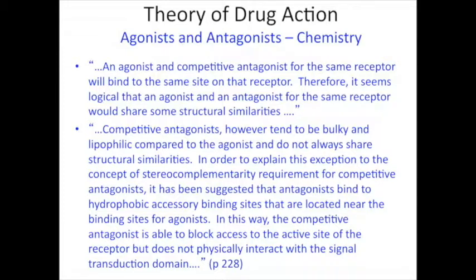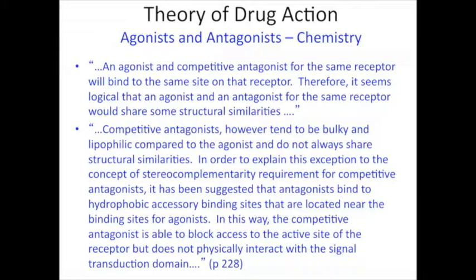In order to explain this exception to the concept of stereocomplementarity: if antagonists are going to bind at the same receptor, you'd think they'd have a really identifiable, similar core structure. But I'll show you a couple of pictures and you'll say, well, yeah, I guess what you're saying is true. They're bigger and they allow for a little more hydrophobic binding so that they can occupy the site with a higher degree of affinity than agonists.